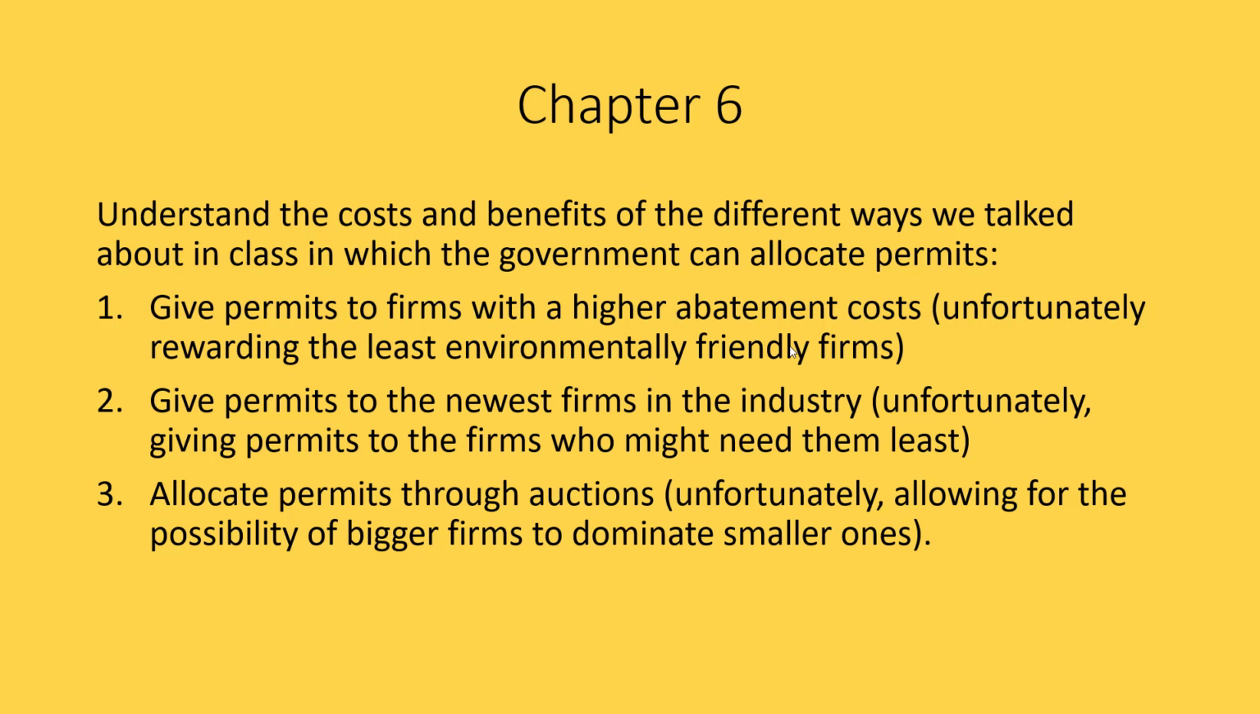Now, you could give permits to the newest firms in the industry. Unfortunately, these newest firms are usually the ones who have adopted the cleanest technology, so they're firms who need it the least. So this won't minimize costs, but it will reward new firms that are more environmentally friendly. Or you could also allocate permits through auctions. That might be the fairest way to do it. Unfortunately, this also allows for the possibility of bigger firms dominating smaller ones, right? So each way that you allocate permits could have some potential costs or benefits associated with it, right? So be familiar with those for the exam.